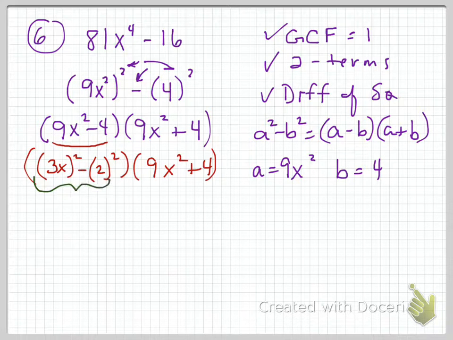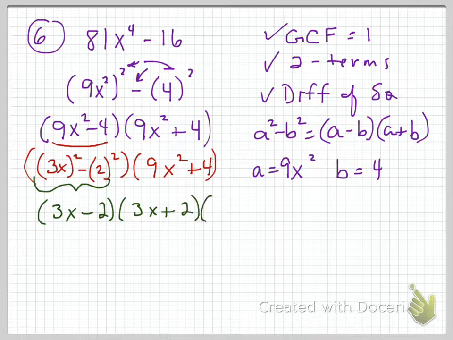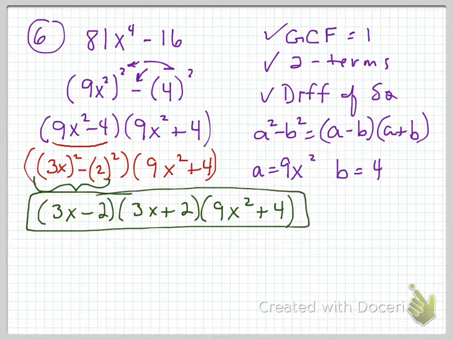So we'll focus on this. A is 3x and b is 2. So it's a minus b, a plus b, and then our third factor will be this 9x squared plus 4, which is the prime one. So this would be the complete factorization for number 6.